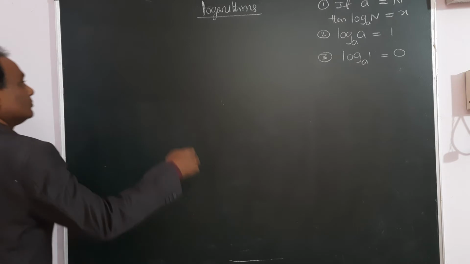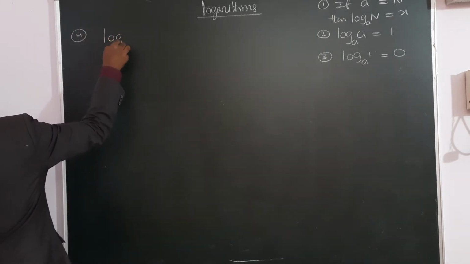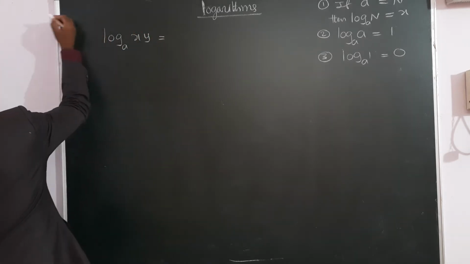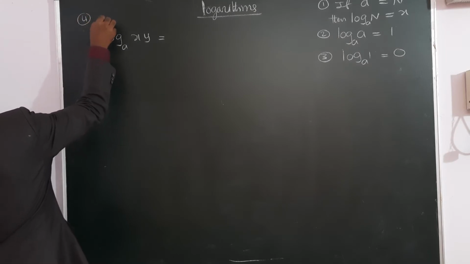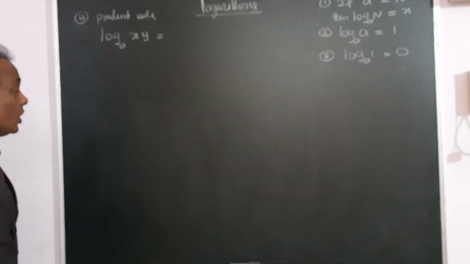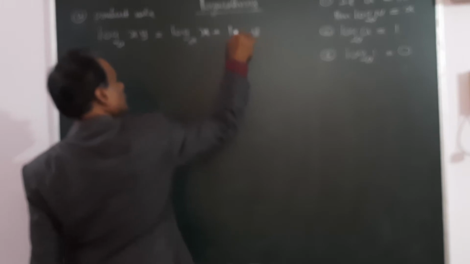Next, write down another formula: log x into y, say base x. This is the product rule. Log x into y is equal to log x plus log y. This is the product rule. Remember this formula.